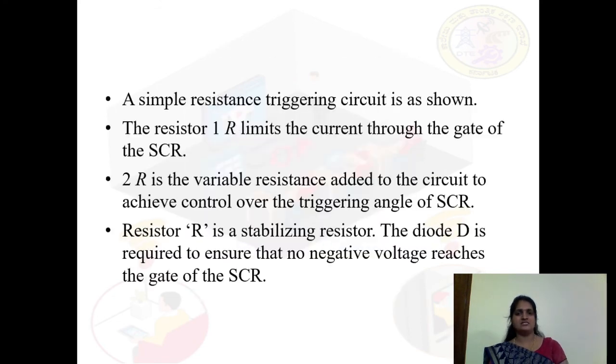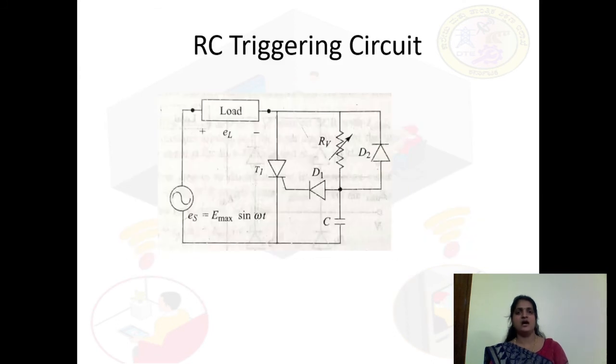It is through the resistance circuit. And the next topic is the RC triggering circuit. Not only R but also C has been connected to trigger this SCR. As usual, this SCR has been connected to the load as well as the input, and in between there is a diode D1. D1 and D2 are employed, and at the junction of D1 and D2 we have connected the R and the C, the resistance and the capacitance, for triggering.